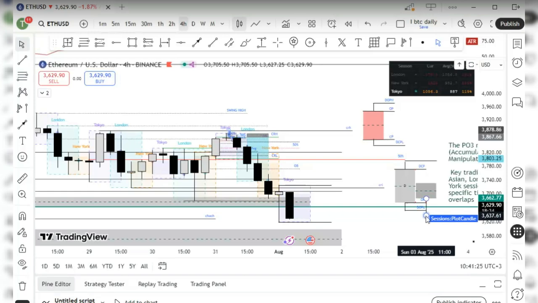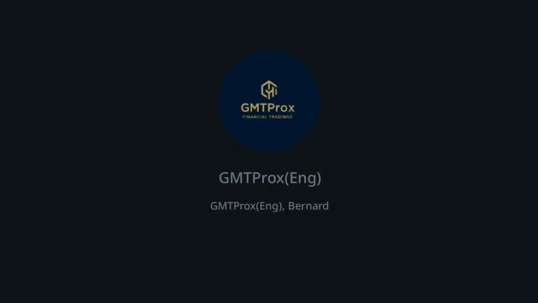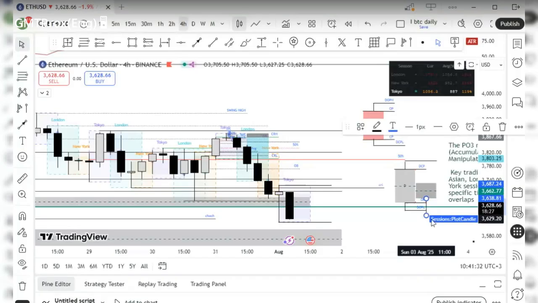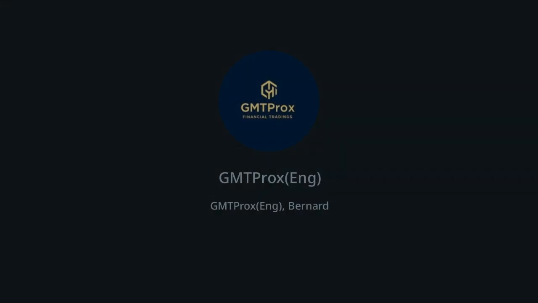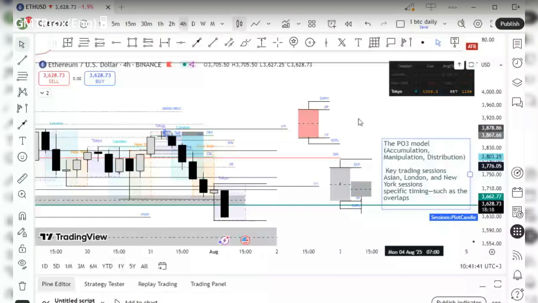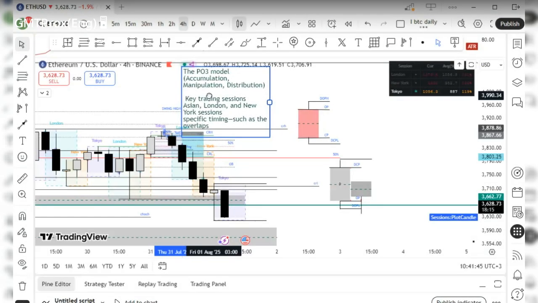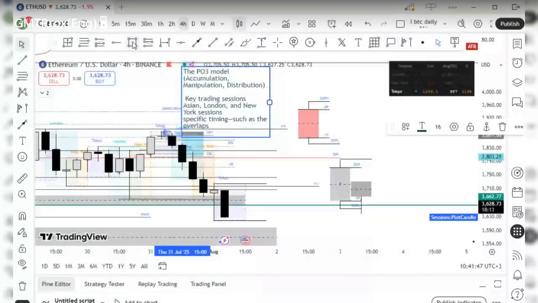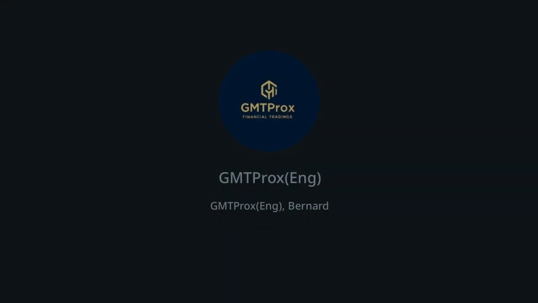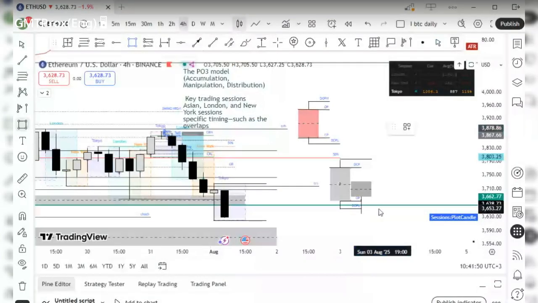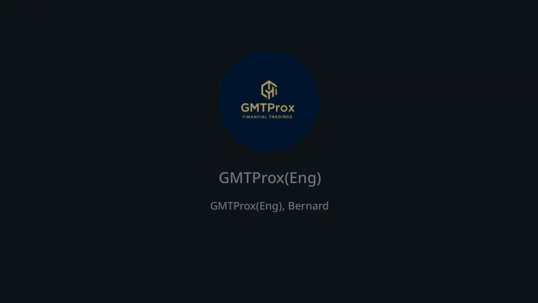So with a reversal, it will just take liquidity of this low, and then a new candle will be created for a bullish continuation. It means we have something like this. Price will come inside here, coming inside. Price comes here.